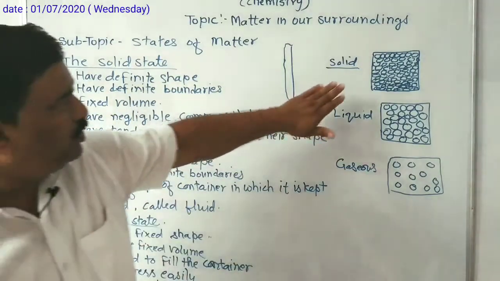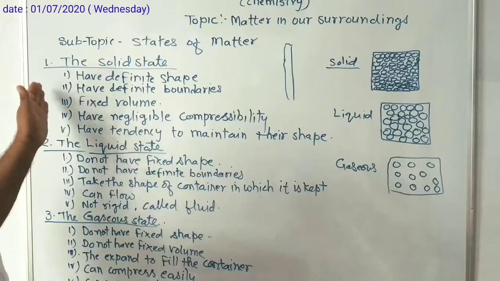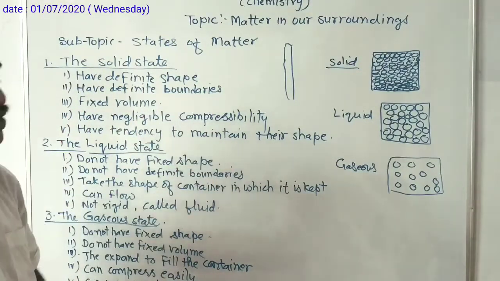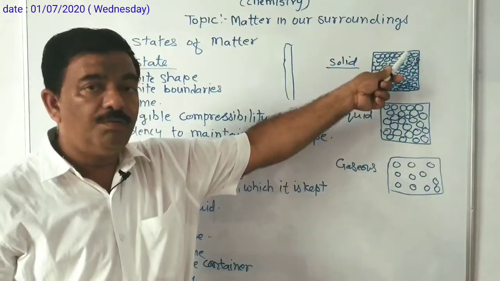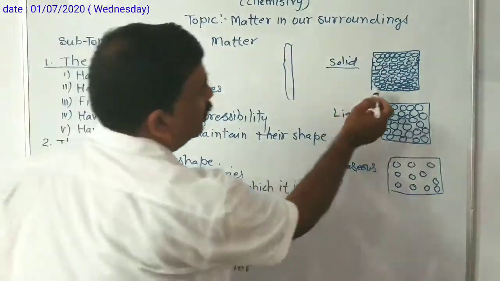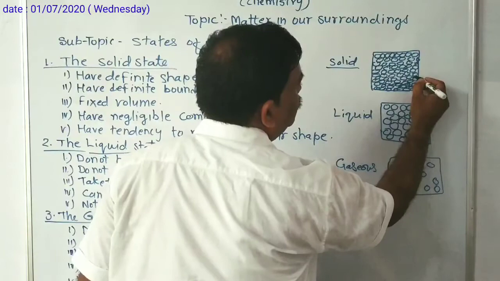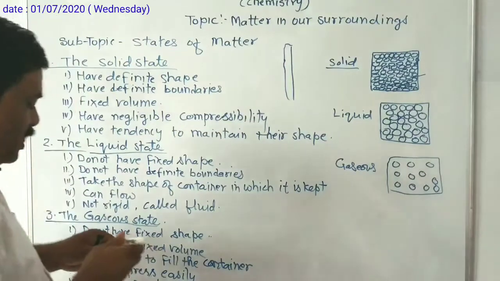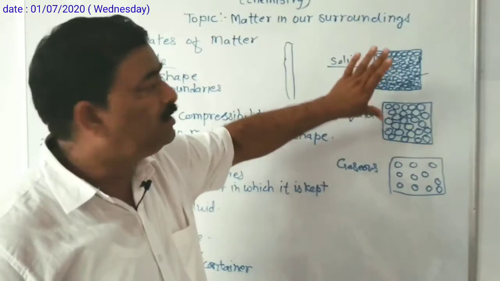So now we are talking about the molecular arrangement. Why do solids have negligible compressibility? Why do they have a definite shape, definite boundaries, fixed volume, and the tendency to maintain their shape? Because of the molecular arrangement of the solid. These are the particles from which the solid is made, and they are all close together. The intermolecular space is very small, negligible, almost none. So a solid will retain its shape.